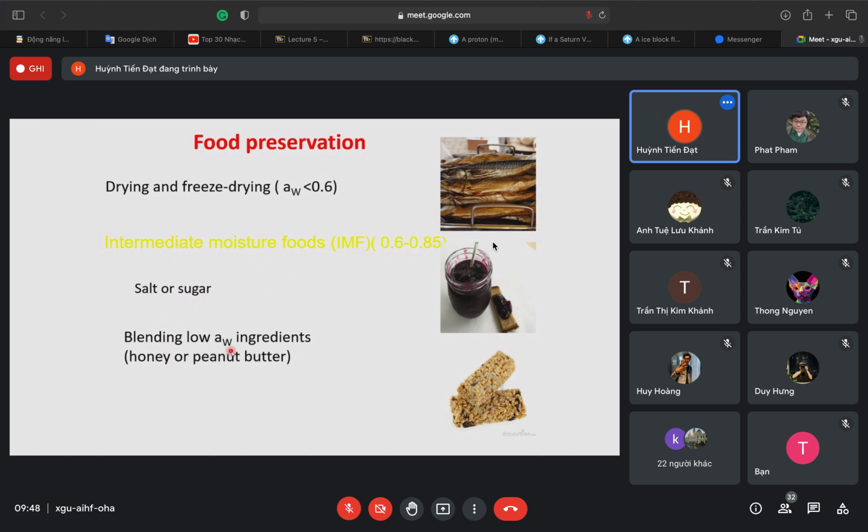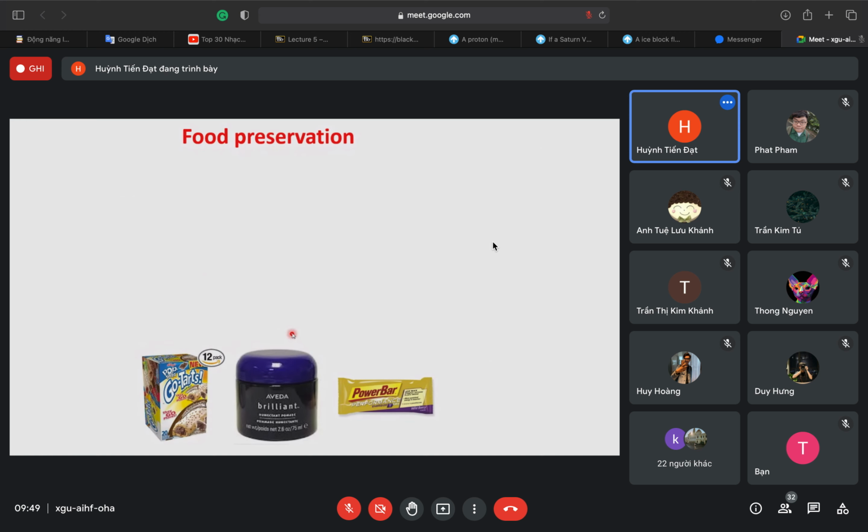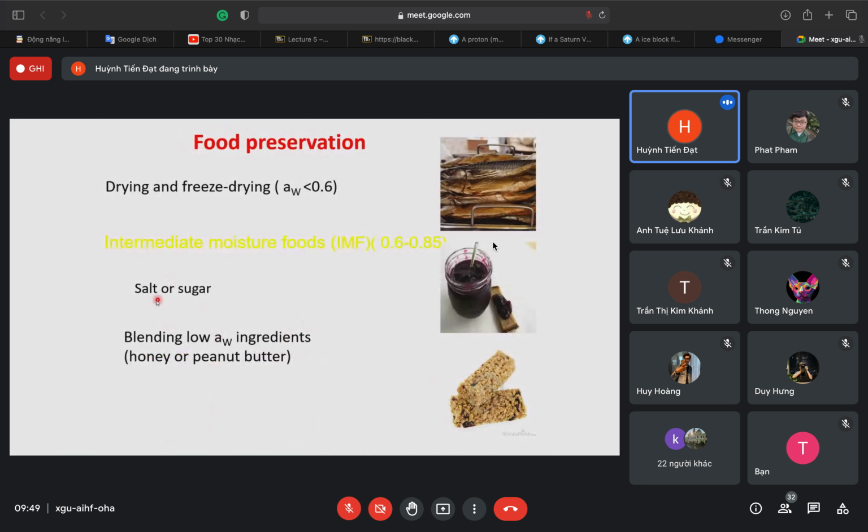Blending low water activity ingredients. Okay, we can blend with this. This means that if we're using these, we blend with the high water activity ingredients, and after that we can reduce the water activity of the ingredients. Okay. So what is it?